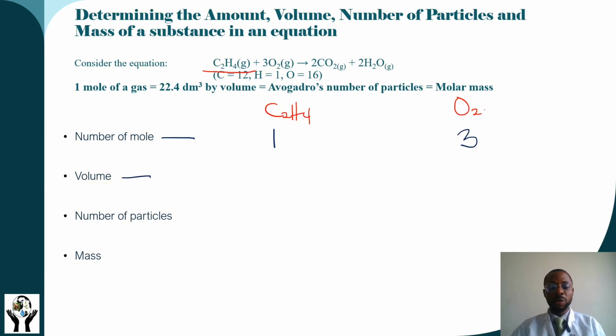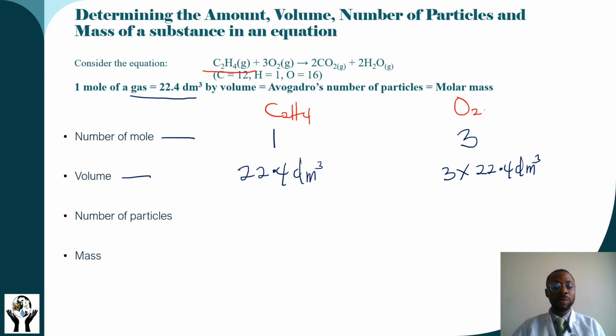For the volume, also known as the molar volume, the volume of C2H4, always have it in mind that 1 mole of any gas whatsoever has a volume of 20.4 dm3 at standard temperature and pressure, at STP. So it's a standard value to know. 1 mole of a gas equals 20.4 dm3. So for the C2H4 here, since we have 1 mole of that gas, the volume is going to be 20.4 dm3. As for oxygen, since we have 3 moles of oxygen, the volume of oxygen will be 3 multiplied by 20.4 dm3. We multiply that and we get the answer for the volume of oxygen.